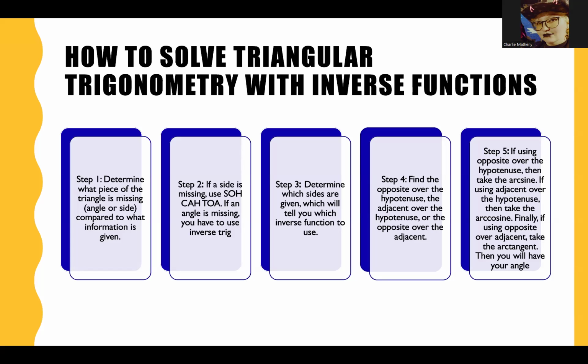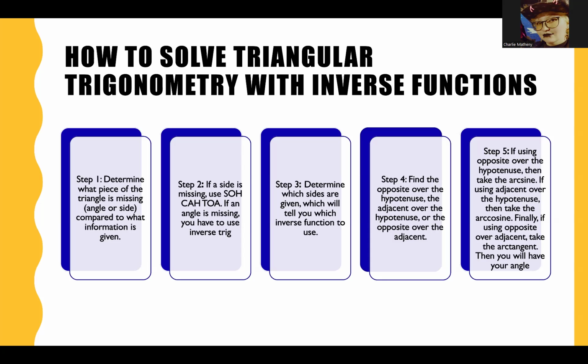So first, which sides are given is going to tell you which inverse function to use. Of course, that's where SOH CAH TOA comes into play. Say you have the adjacent and the hypotenuse, you would have to take the arc cosine of that number that's given to you, and that will give you the angle.